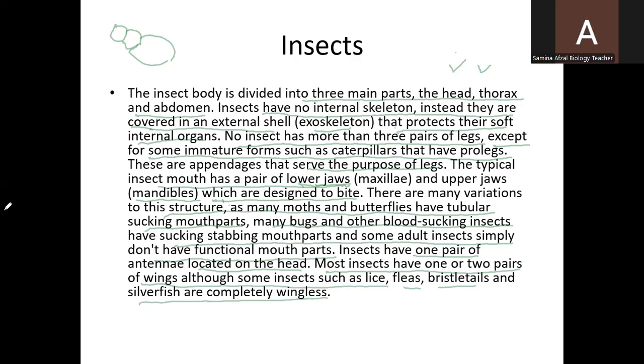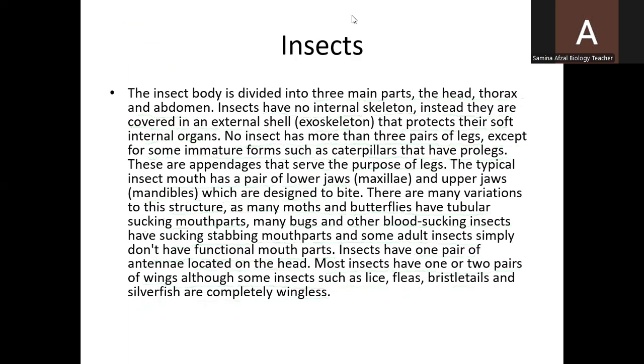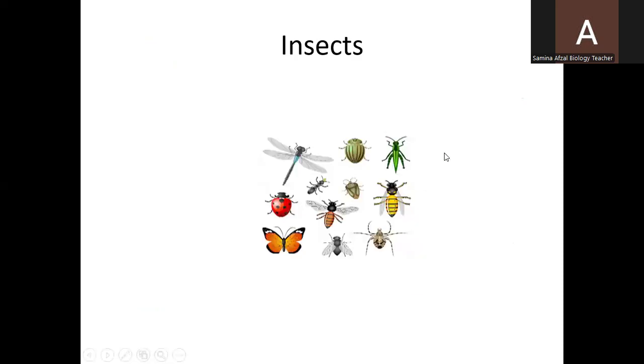Now I would like to move towards the next slide, in which I have shown different types of insects. You can see there are butterflies, housefly, bees, locusts, grasshoppers, etc. These are different examples of insects. As you know, a variety of insects are available on the earth, and different insects can be seen in the world.